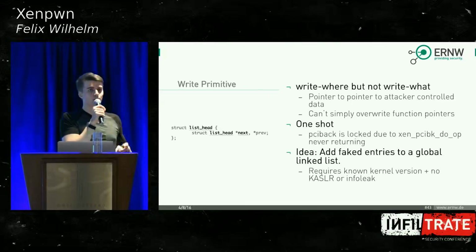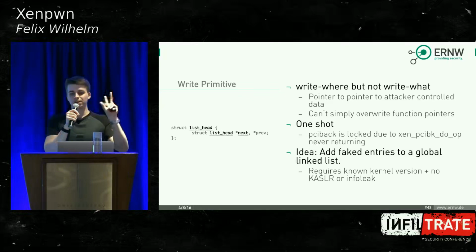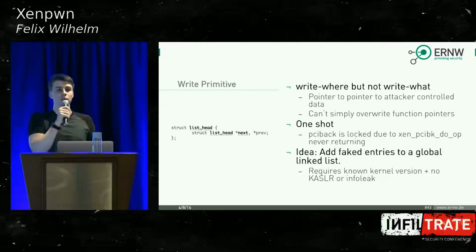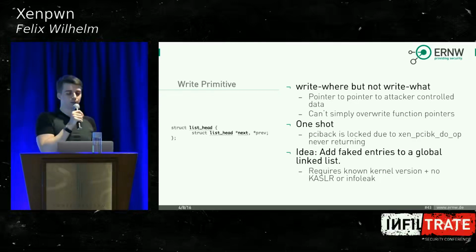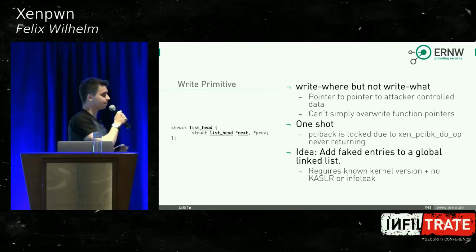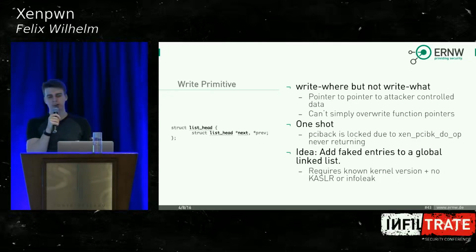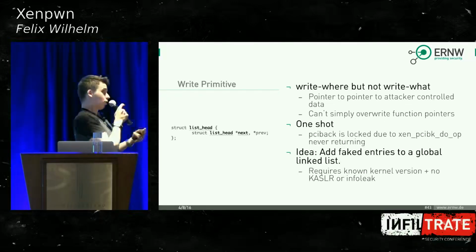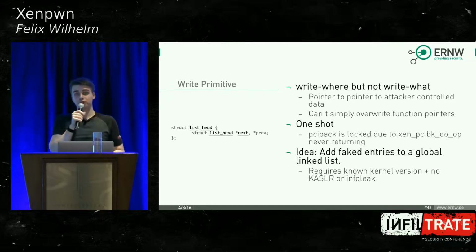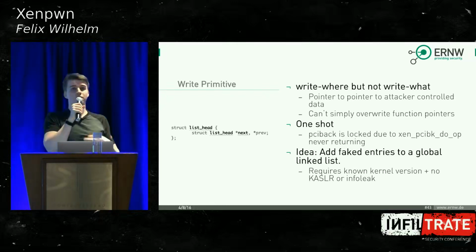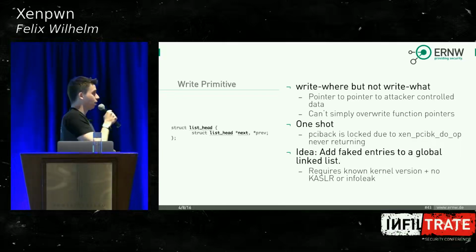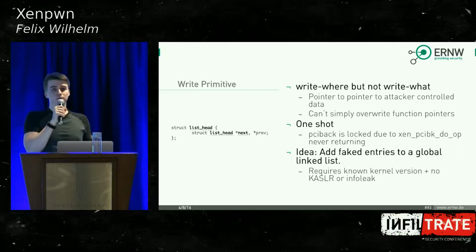So we can trigger this override once, then the PCI back module will hang because the function didn't return, so we can't execute this override multiple times. It turns out that it's still exploitable in a lot of cases. If we know the kernel version, or have an info leak that gives us the kernel version, and the target kernel doesn't have KASLR. So this might be a problem for some cases.